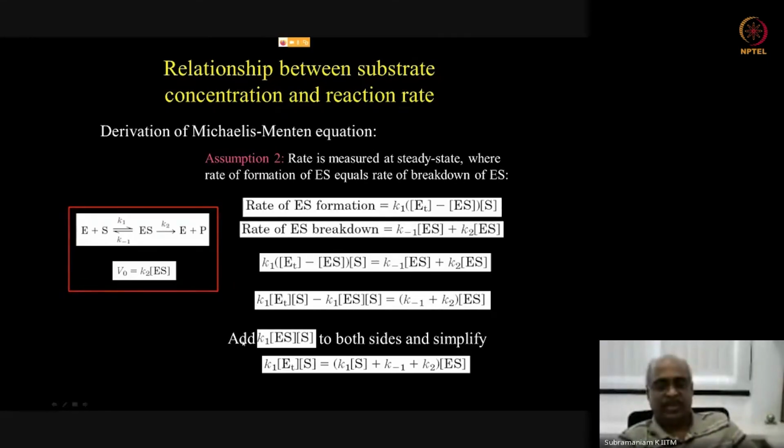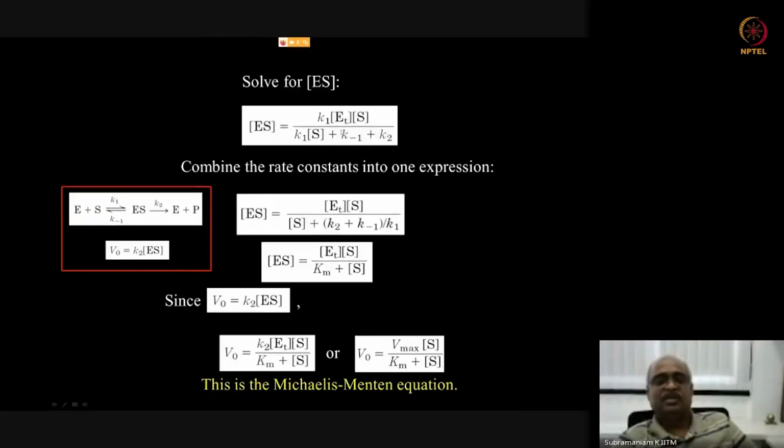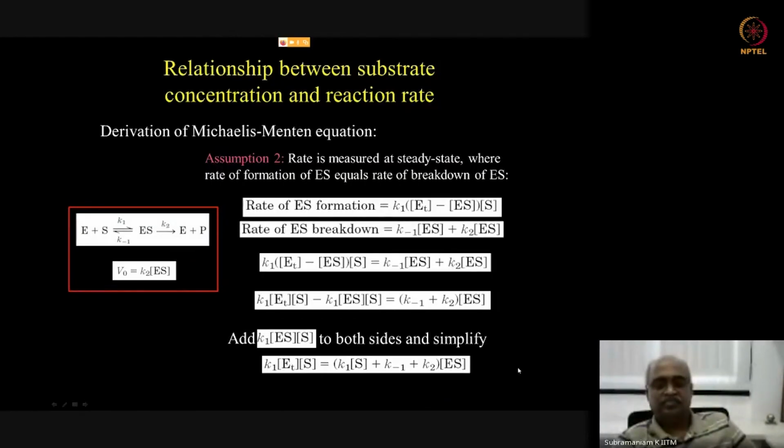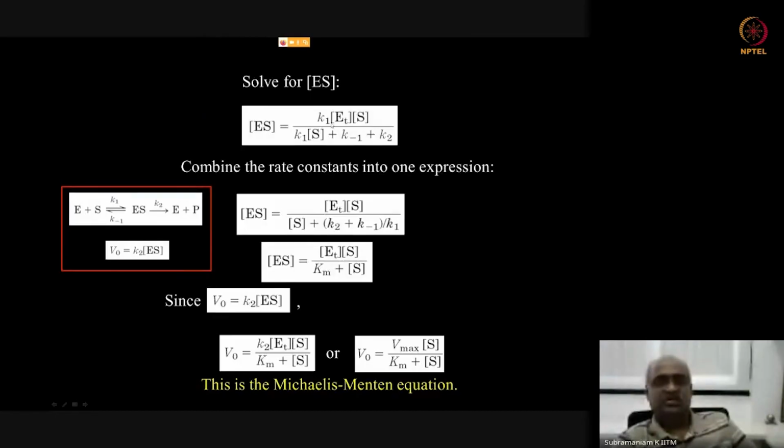Now to further simplify, we are going to add this factor to both sides. When you do this to this side, it becomes just K1 ET S. And this side, if you add and then rearrange, you get this. When you bring all these constants together and solve for ES, you take ES out, so it will be K1 ET S on this side, divided by this. Now you rearrange such that all the constants are together, and you get this equation. All these constants together we call the Michaelis-Menten constant, or Km, which is an important parameter of enzyme catalyzed reactions.